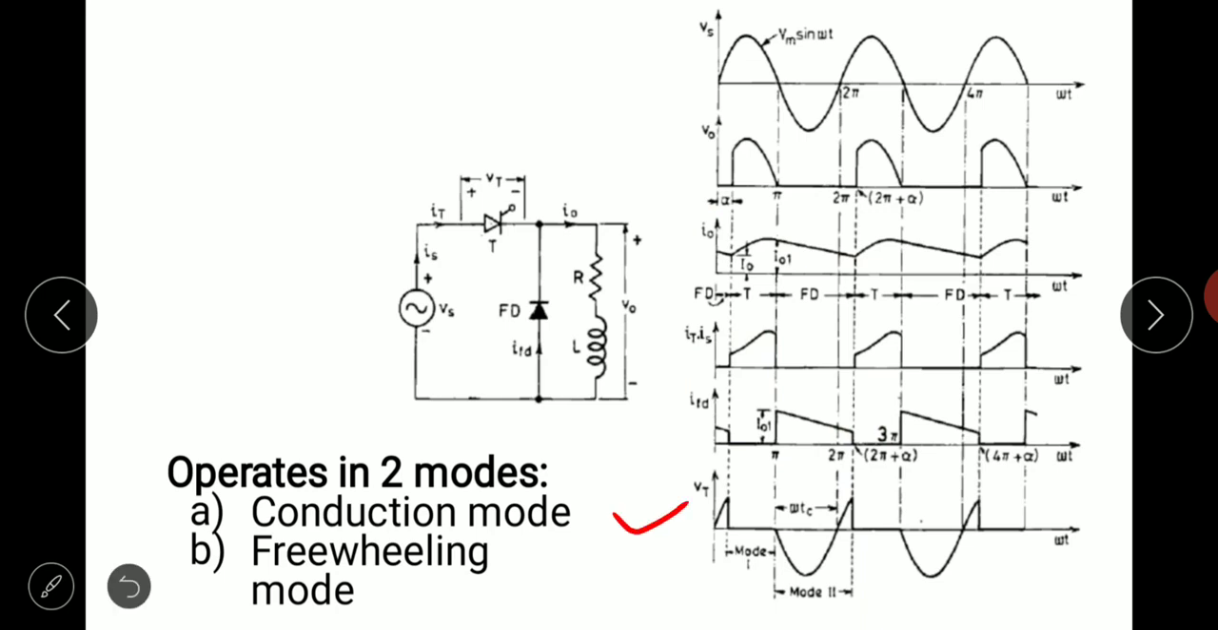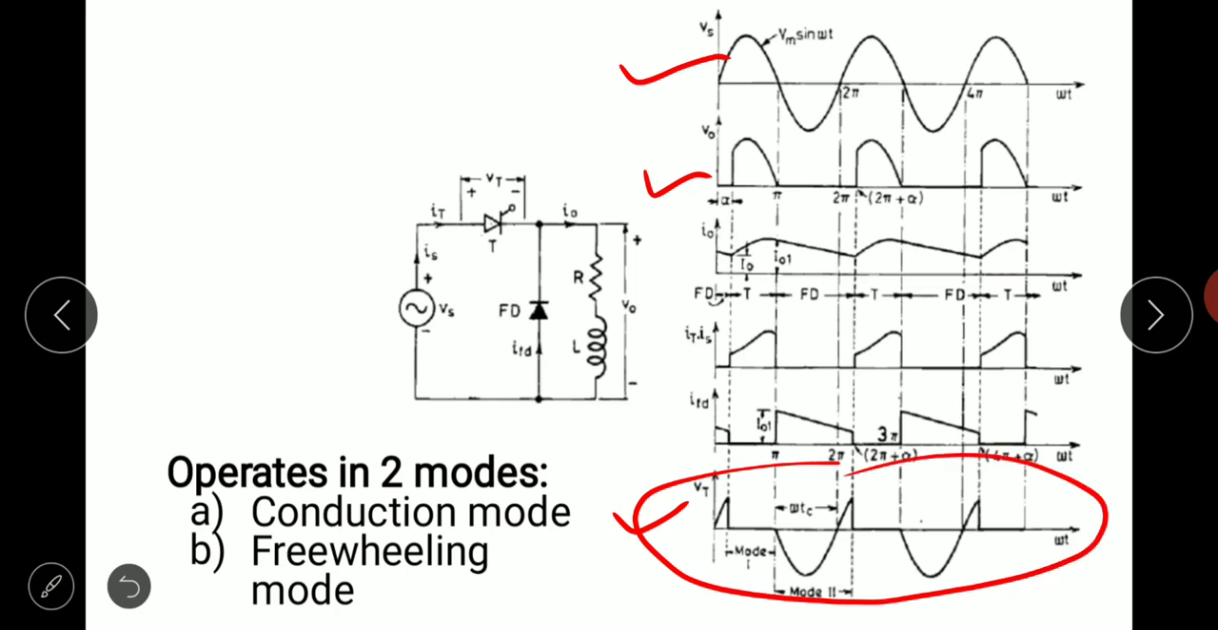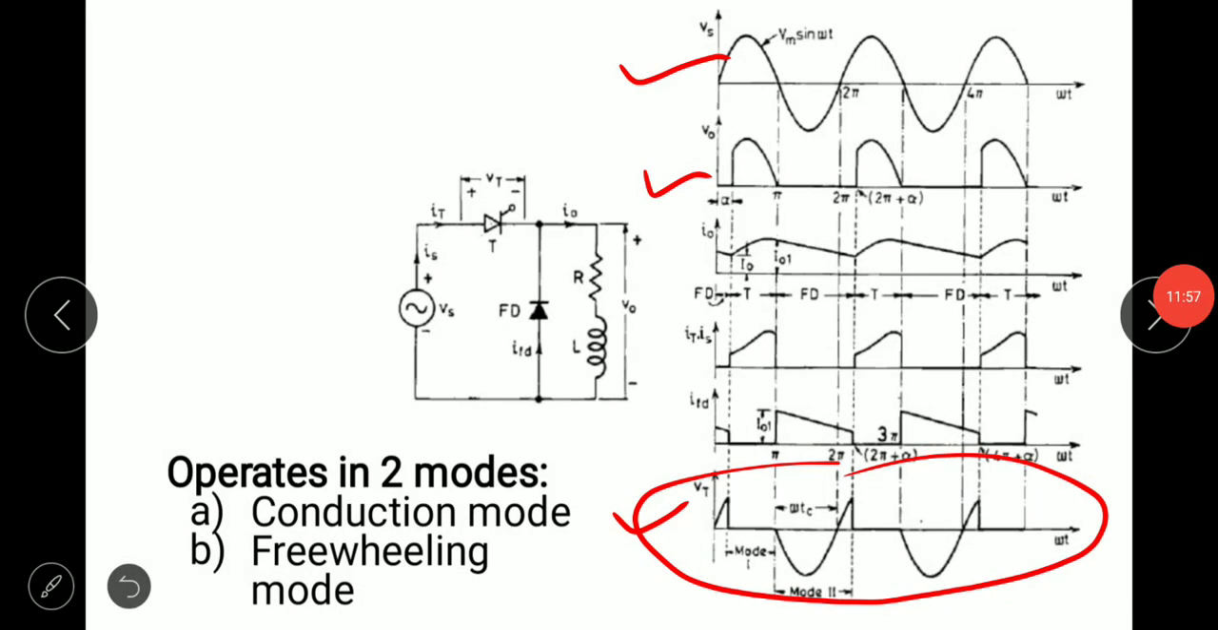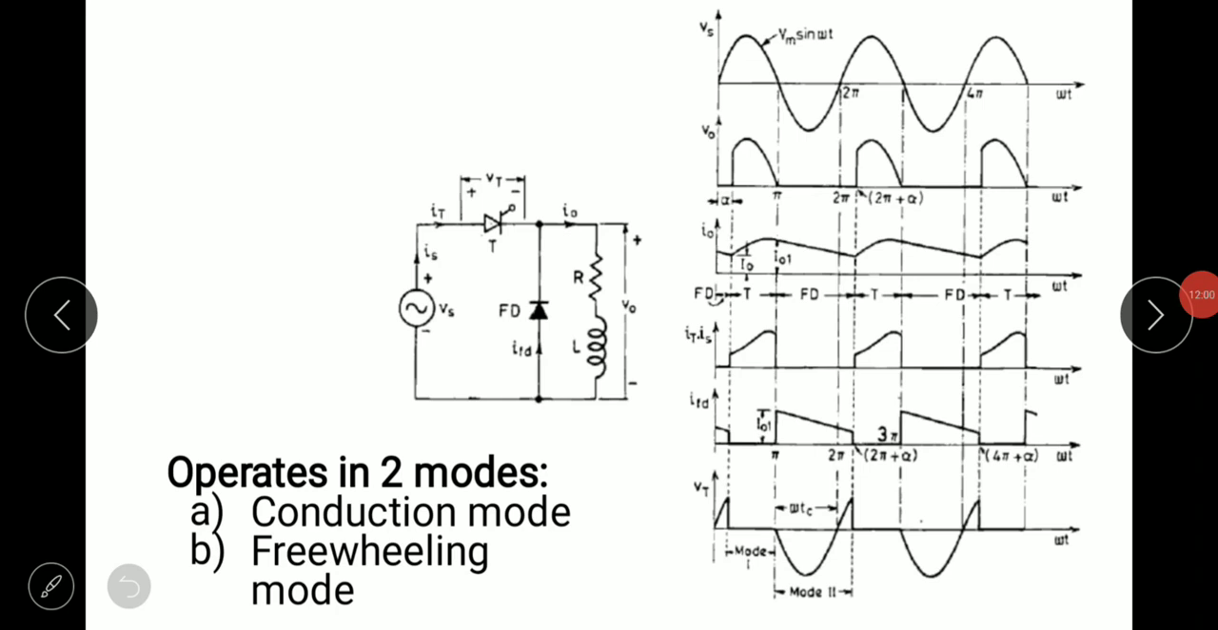And we know how VT can be calculated. We just have to subtract V0 from Vs, and you will get the thyristor voltage Vt. Or in other words, if we add Vt and V0, you will get the Vs voltage. Okay, so this was the waveform analysis of a series RL load half wave rectifier consisting of a freewheeling diode.